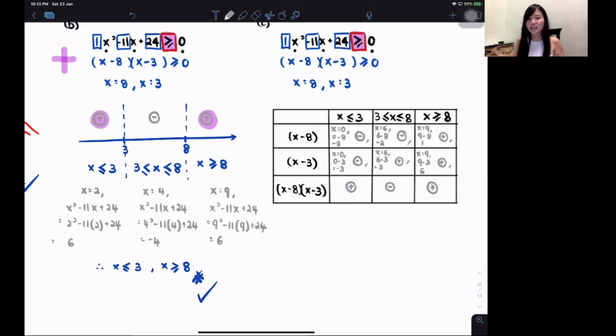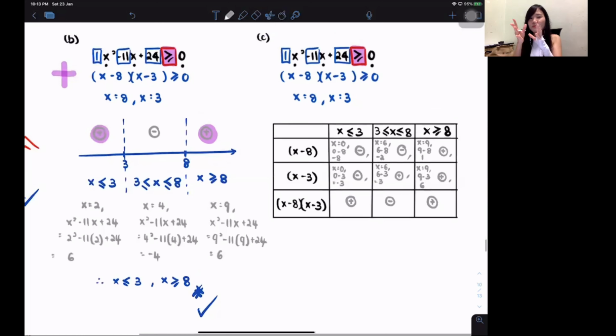You must be asking me, teacher, are this C method and B method the same or not? I hope you realize that after you do it a few times, this A, B, C is actually the same concept-wise. It's just the way you present it that is different. And do you realize just now in B, we substituted into this equation to get whether they are positive or negative, correct?